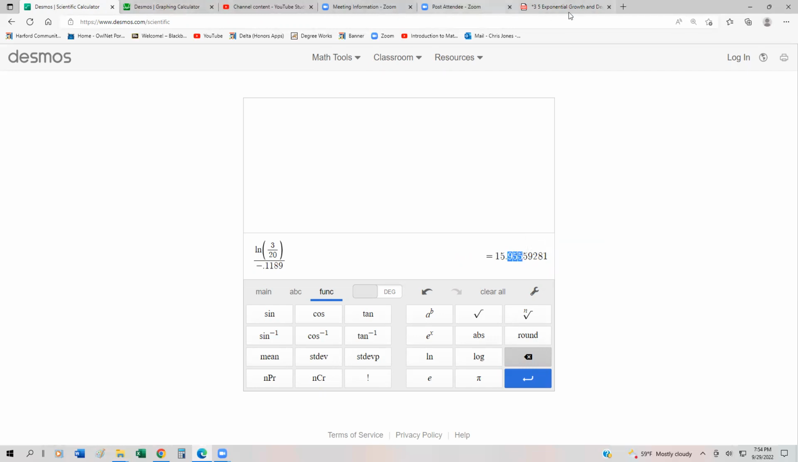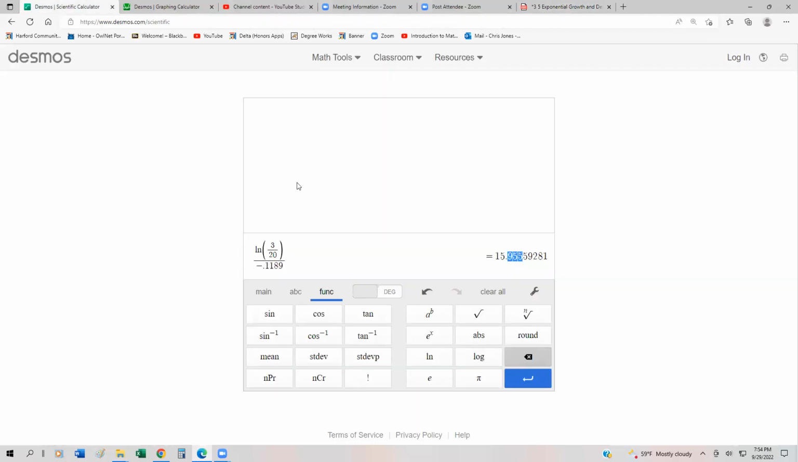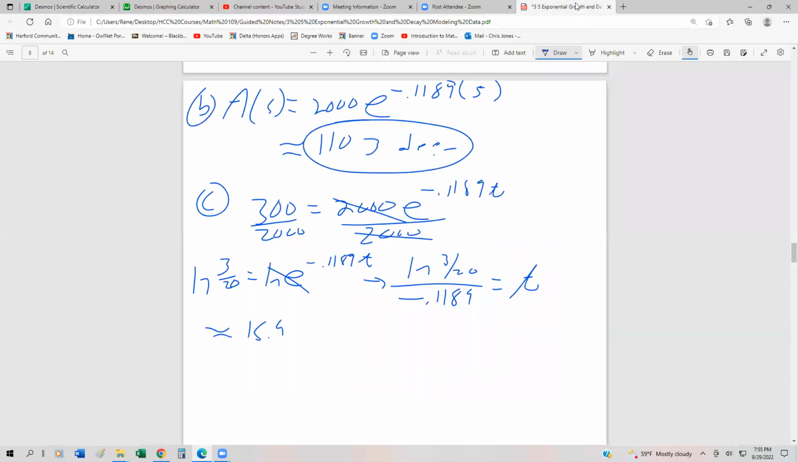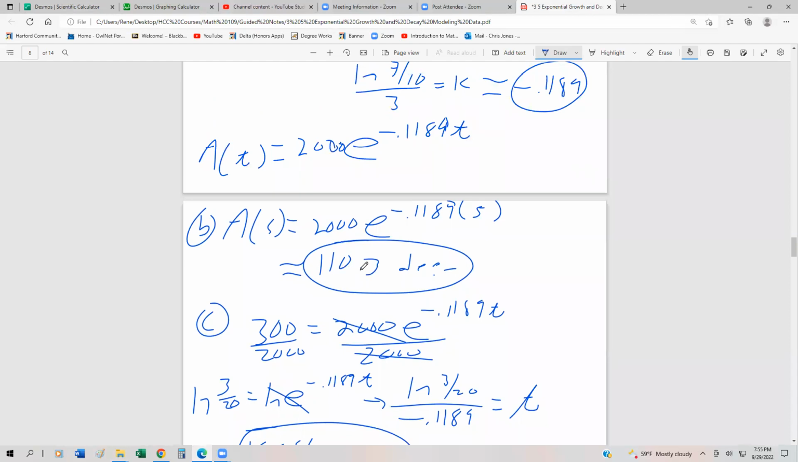So about 15.96 years. Okay, so about 15.956 years. So it's a pretty good amount of time until our deer population reaches that 300. Now, we've seen that there's about 1103 deer in year 5.